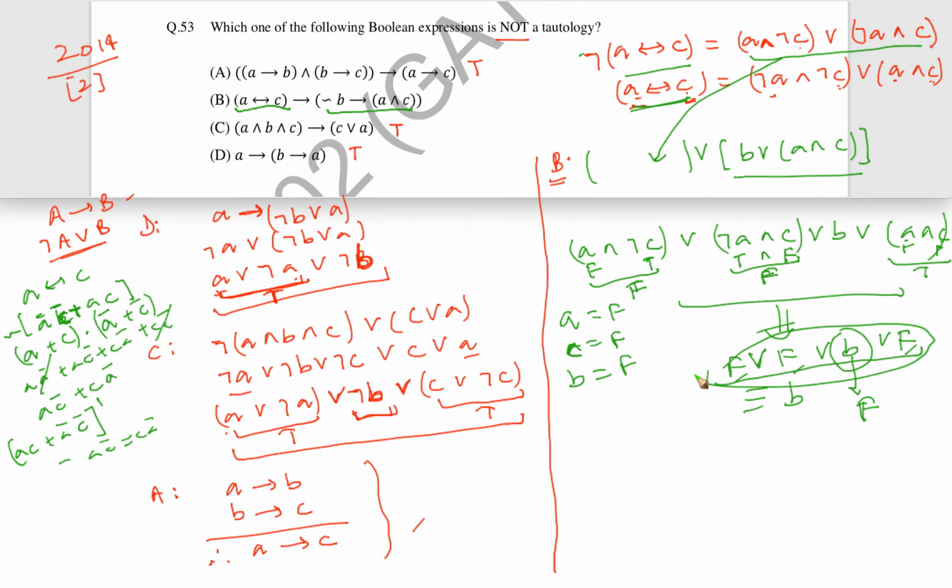So I have given you an assignment: when A is false, B is false and C is false, then this entire thing is going to be false. So for this particular assignment, since this is not coming out to be true, I cannot say that this is true every time. That's why it is not a tautology. And that was the question, which of the following Boolean expressions is not a tautology? So the answer is B, which is not a tautology.